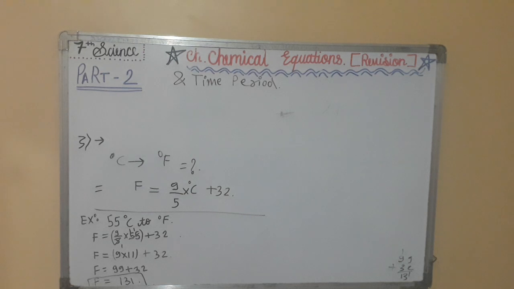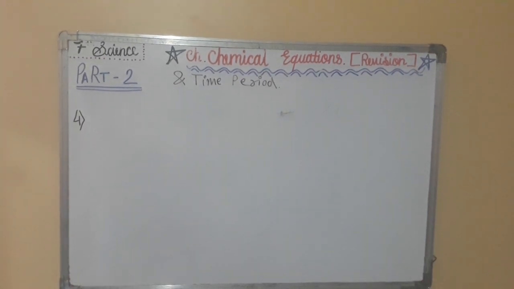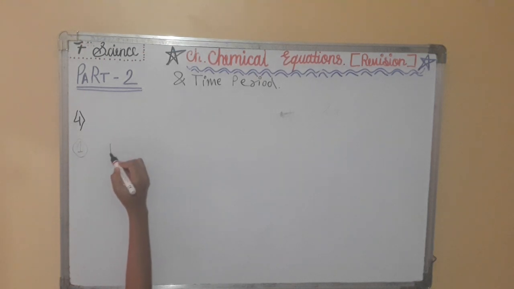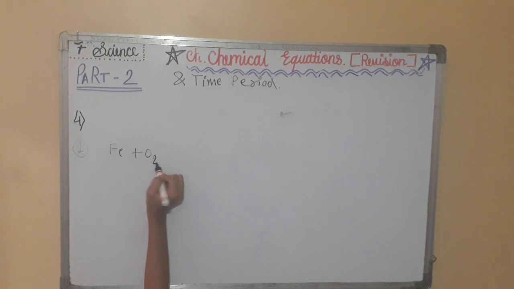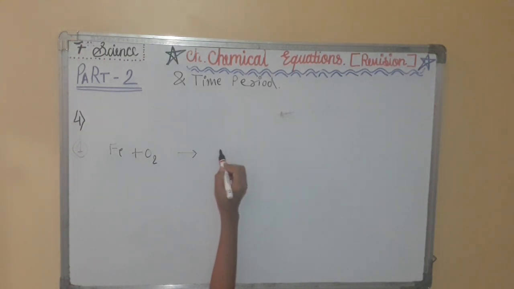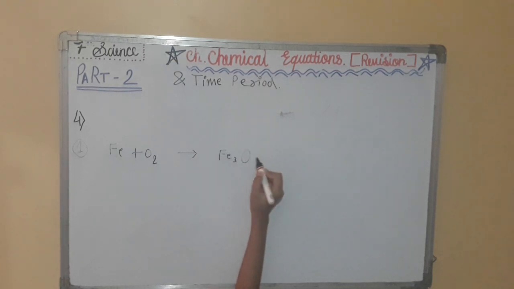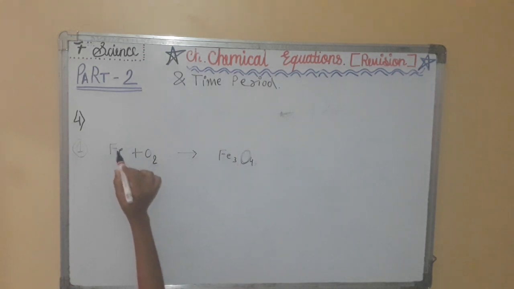Now, next question. Question number 4 is: balance the following equation step by step. First question is Fe plus O2 is equal to Fe3O4. In this, in the first LHS, the iron's molecule is 1 and oxygen's molecule is 2. But in the RHS the iron's molecule is 3 and oxygen's molecule is 4.